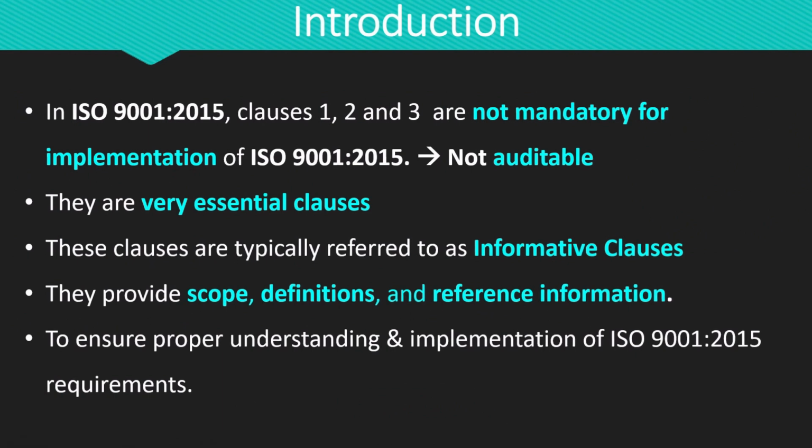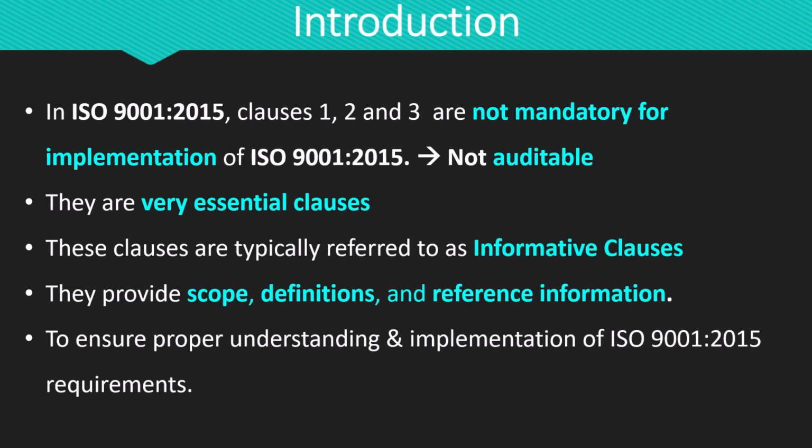The Quality Management System ISO 9001-2015 has two types of clauses, that is mandatory clauses and non-mandatory clauses. Clauses 1, 2, and 3 are not mandatory for implementation of ISO 9001-2015. They are not auditable clauses. They are not a requirement for implementation of the standard.